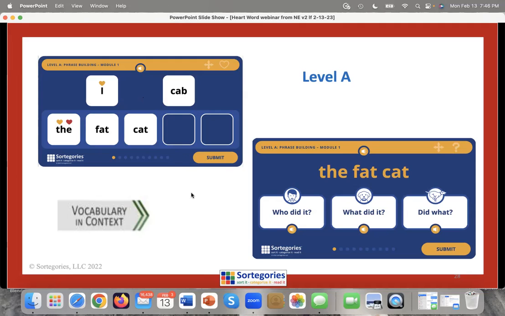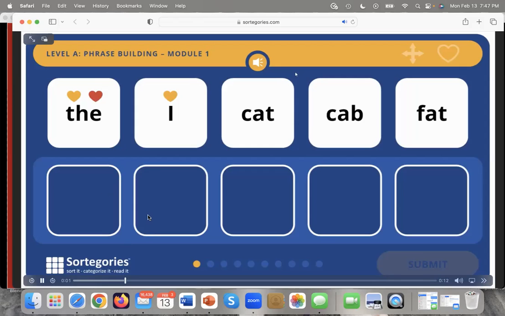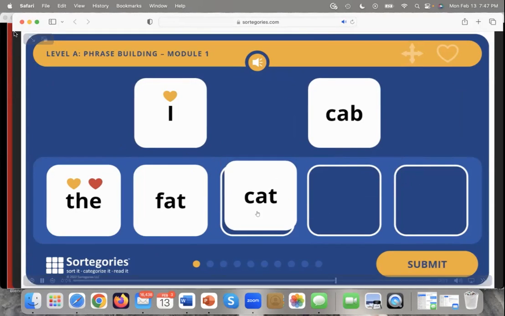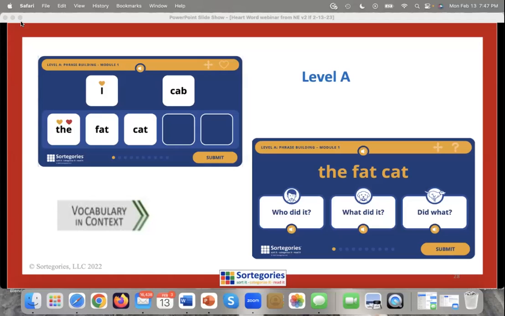Because going back to that important piece about how many of these high frequency words need to be in a context for us to use them accurately, and also to be able to understand the meaning of words when they're put together, we have an activity where we first build a phrase. The fat cat. And in that first part of the activity, the hearts are present.